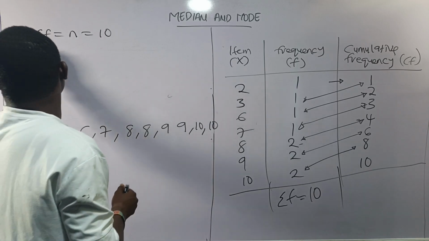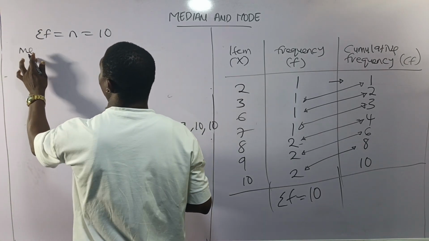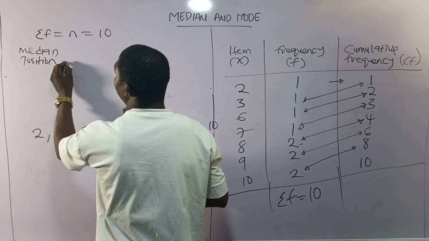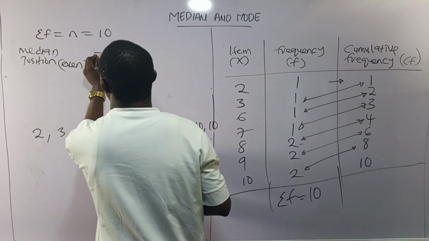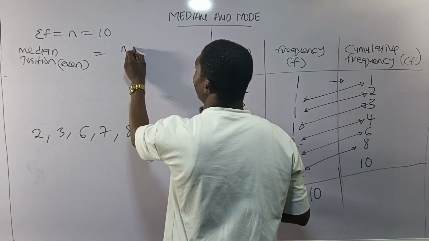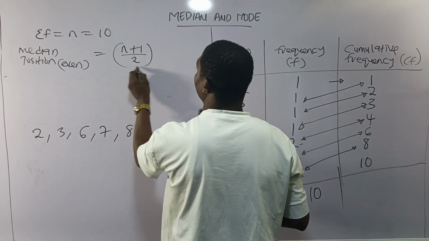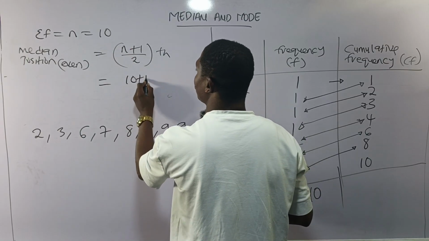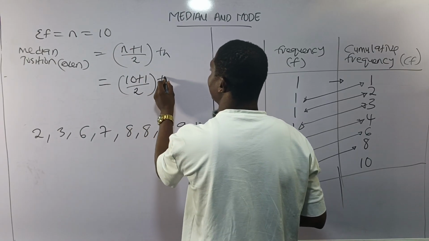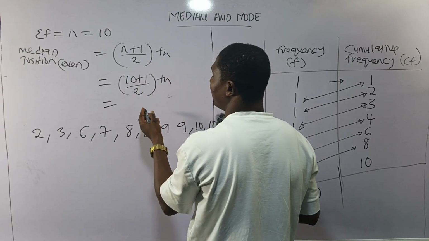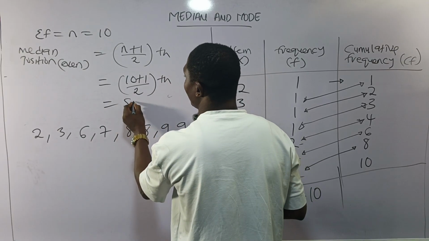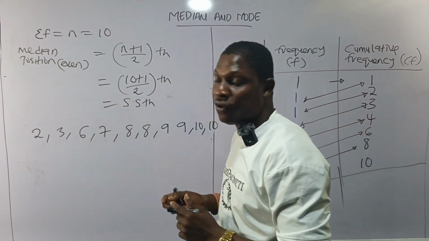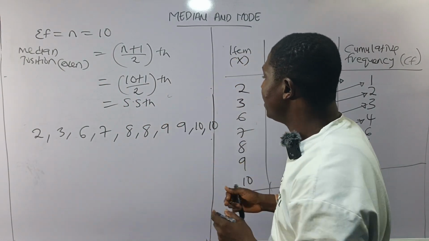So therefore, our median position in brackets even, since we have even set of numbers, will be equals to n plus 1 all over 2 in brackets th, where n is 10. 10 plus 1 all over 2 in bracket th. 10 plus 1 is 11. 11 divided by 2 is 5.5. So we have 5.5th. This is the position where the median falls on.